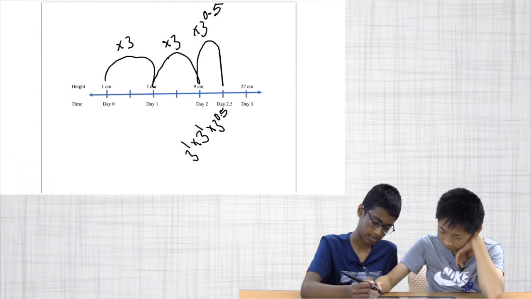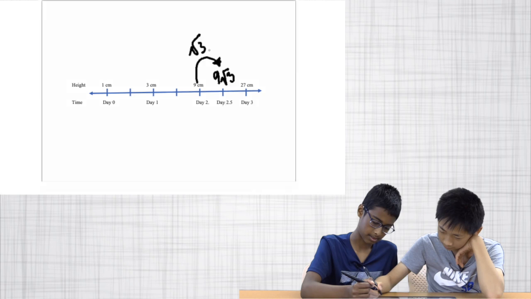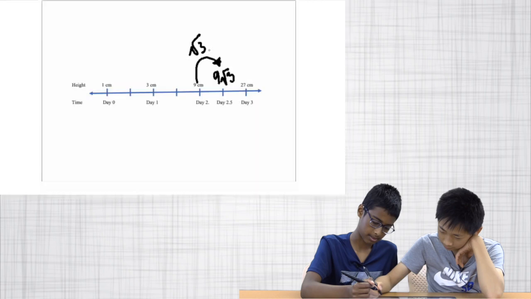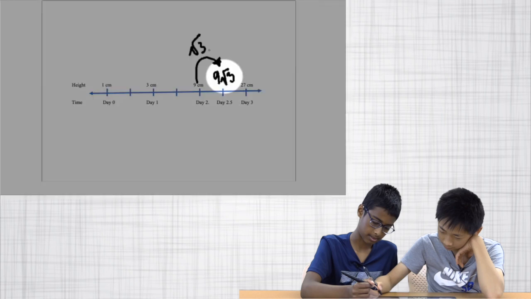In this episode, Josh and Arabindo wrote several expressions for the height of their beanstalk on day 2.5 and justified them using the timeline. They justified the first expression they wrote, 9 times the square root of 3, using the facts that the height of the beanstalk on day 2 was 9 centimeters, and the growth of the beanstalk over the half-day period from day 2 to day 2.5 was the square root of 3. Thus, the height on day 2.5 would be 9 times the square root of 3.